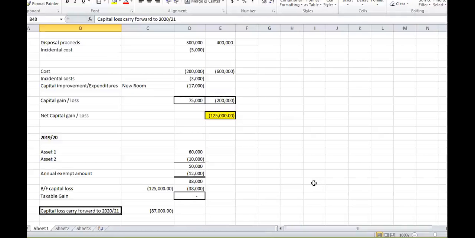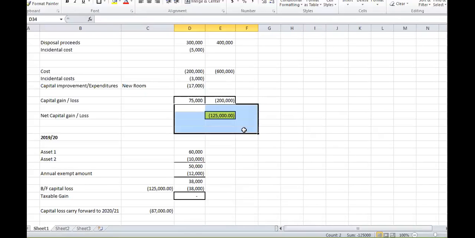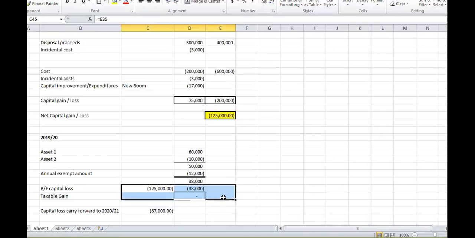So this was the treatment of capital loss as well. So what is the treatment of capital loss? First of all, we will net off capital gains and capital losses. You can see over here, if there is net capital loss, this loss will be carried forward and deducted from capital gains of the future years. And we can carry forward capital loss for indefinite time periods.